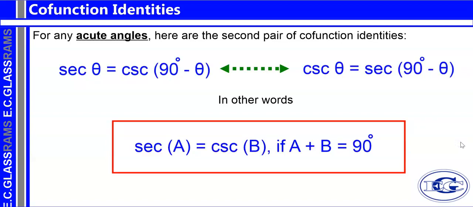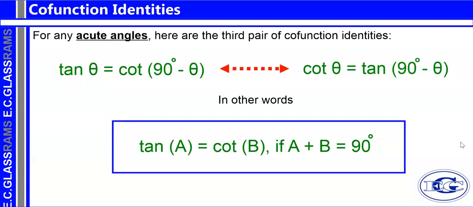The next pair we need to identify is that secant theta is equal to cosecant 90 minus theta, and vice versa. And there we go, the formula on the bottom, where the two trig functions equal each other as long as the two angles that they share add up to 90 degrees. The last pair is tangent and cotangent, where tan theta is equal to cotangent 90 minus theta, vice versa, and the formula is the same thing.